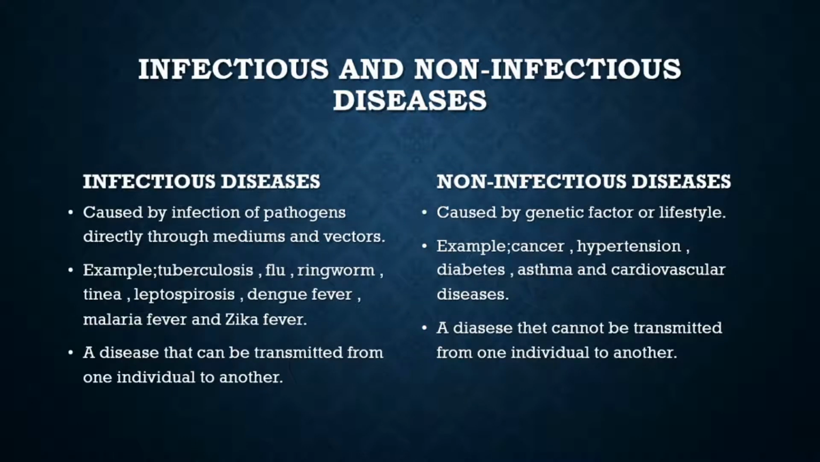Infectious and non-infectious disease. Infectious disease is caused by infection of pathogens directly through mediums and vectors. Examples are tuberculosis, flu, ringworm, tinea, leptospirosis, dengue fever, malaria fever, and Zika fever. It is a disease that can be transmitted from one individual to another. Non-infectious disease is caused by genetic factors or lifestyle. Examples are cancer, hypertension, diabetes, asthma, and cardiovascular disease. It is a disease that cannot be transmitted from one individual to another.